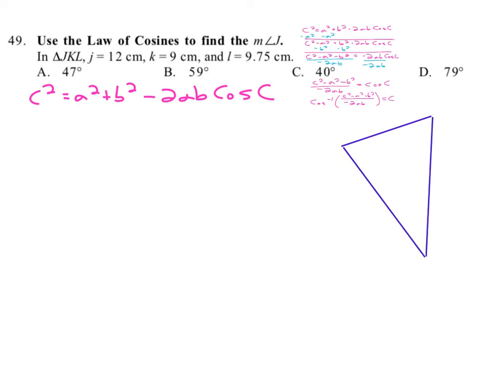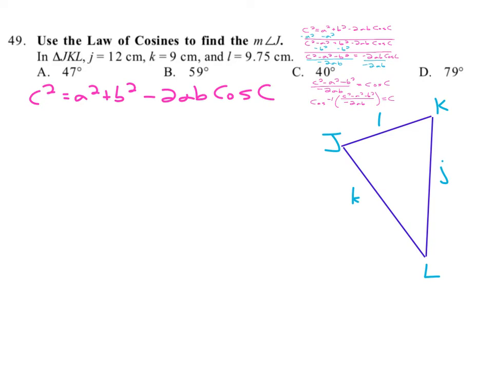Okay. They tell us we're doing JKL, so let's use those letters. That's J. This is little j across from it. This is big K. This is little k across from it. This is L, and this is little l across from it. Okay. What do we know?